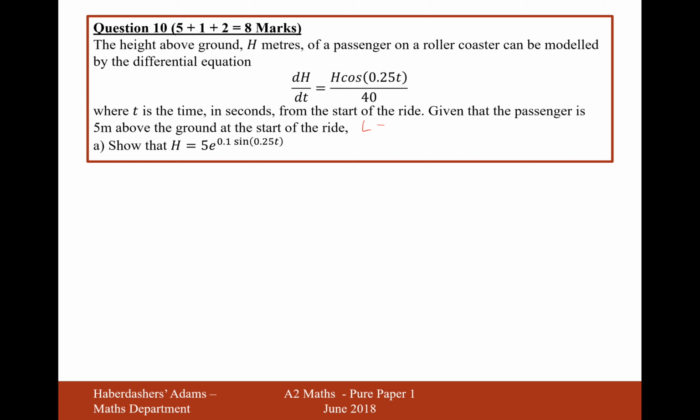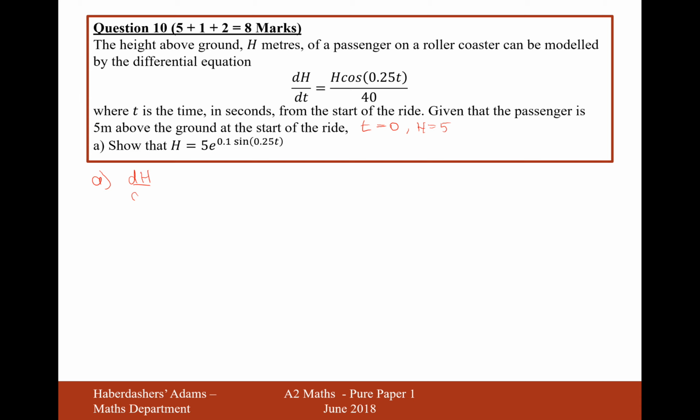sounds as if that's an initial condition to me, so t equals 0, h equals 5. We may need to substitute in at some point. Show that h is equal to 5 e to the 0.1 sine 0.25t. So let's write down what we're trying to work out here.